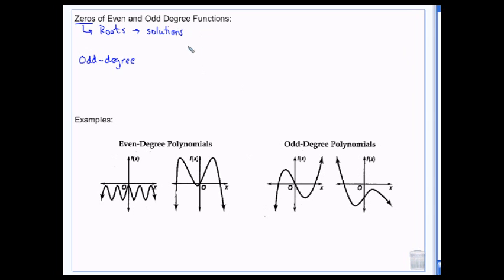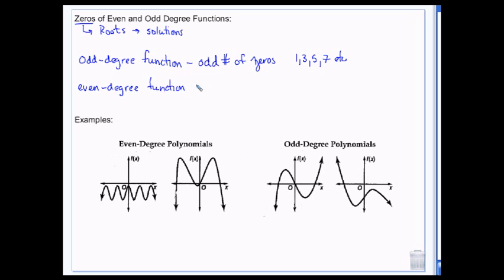But if you have an odd degree function, you have an odd number of zeros. Okay? So that means you're going to have 1, 3, 5, 7, etc. If you have an even degree function, you're going to have an even number or no zeros. So 0, 2, 4, 6, etc.